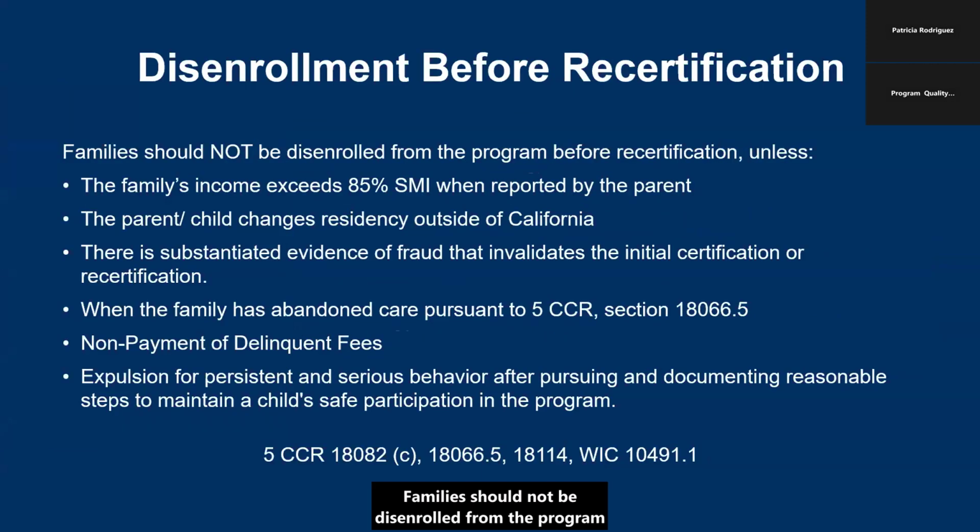Families should not be disenrolled from the program before recertification unless the family's income exceeds 85% SMI when reported by the parent, if the parent or child changes residency outside of California, if there is substantiated evidence of fraud that invalidates the initial certification or recertification, when the family has abandoned care pursuant to section 18066.5, for non-payment or delinquent fees, or for expulsion for persistent and serious behavior after pursuing and documenting reasonable steps to maintain the child's safe participation in the program. We will go over this more in a subsequent slide.